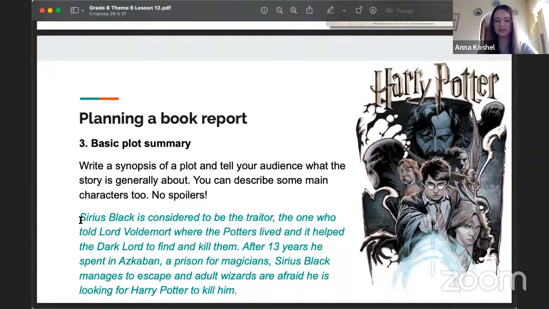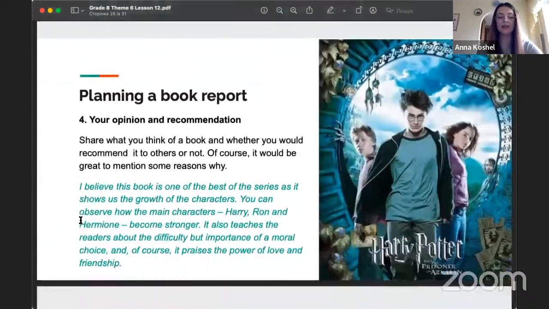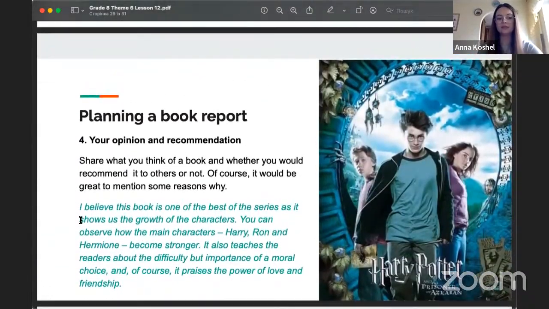So this is basic plot summary. Nothing important mentioned, but we know what the book is about. Так, нічого такого прям розкриваючого сюжету ми не дізнались, але ми знаємо в загальному тепер, що відбувається в книзі. So this is your third paragraph of basic plot summary. And after that, you may give your opinion and recommendation.